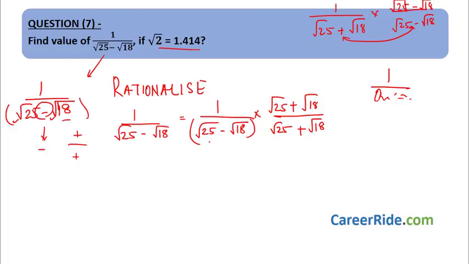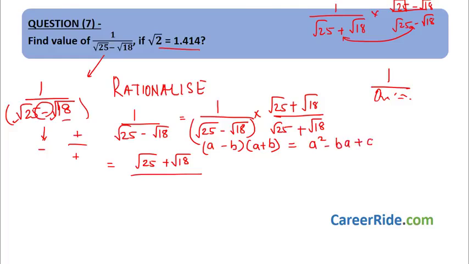Now because of this, what we get in the denominator is root of 25 plus root of 18 multiplied with root of 25 minus root of 18, which has the format a minus b multiplied by a plus b, and we know the answer to this as a square minus ab plus ab minus b square. So this gets cancelled, and we get a square minus b square.